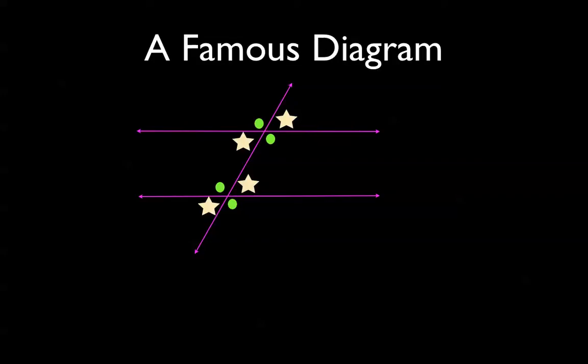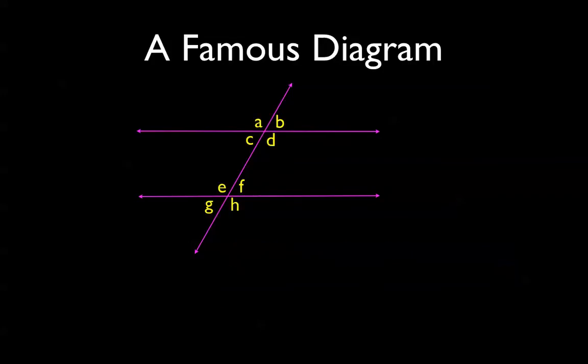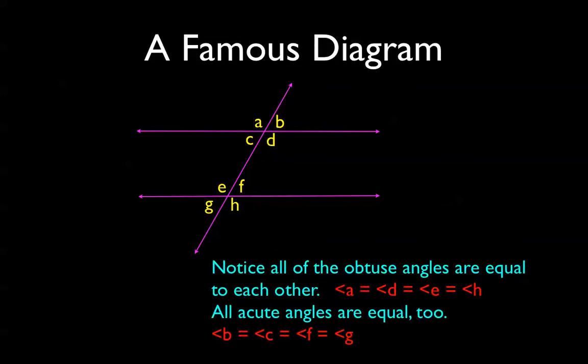A green angle plus a starred angle. What do you know? What do they have to add up to? 180, right? Don't they make a half a circle? Don't they together make a straight line? So you learn to look for that. Notice all the acute angles are equal to each other. All the obtuse angles are equal too. Now, here are angles named A, B, C, D, E, F, G, and H. Notice all the obtuse ones, A, D, E, and H, are all equal to each other. And the acute ones are equal to each other too, B, C, F, and G.